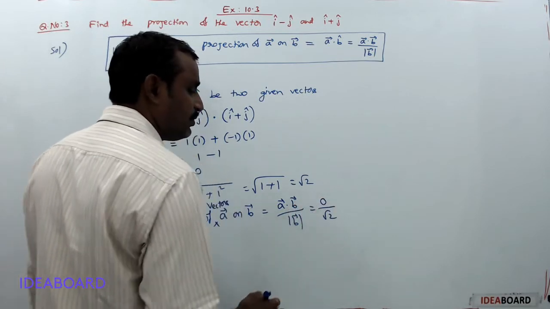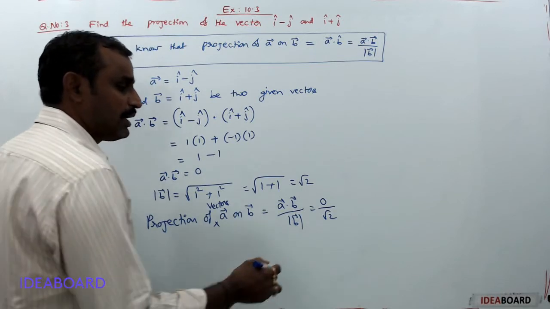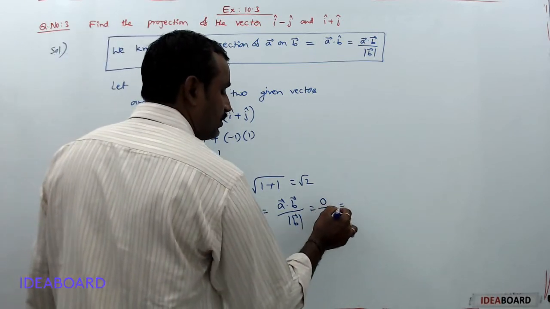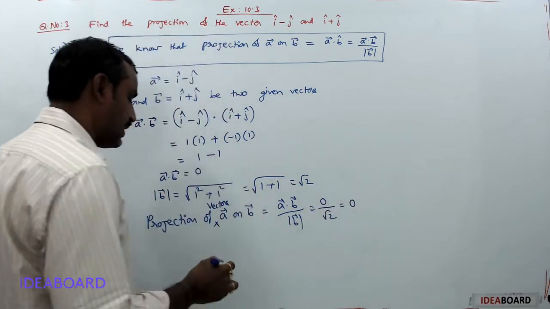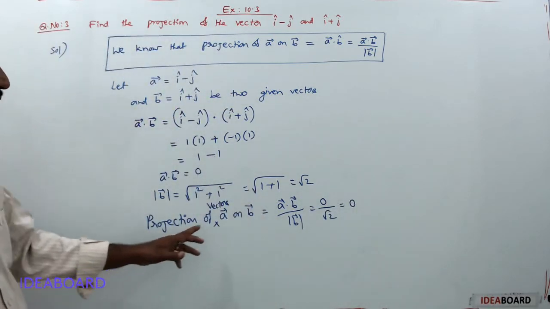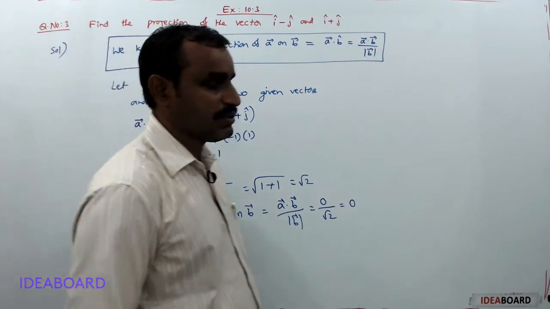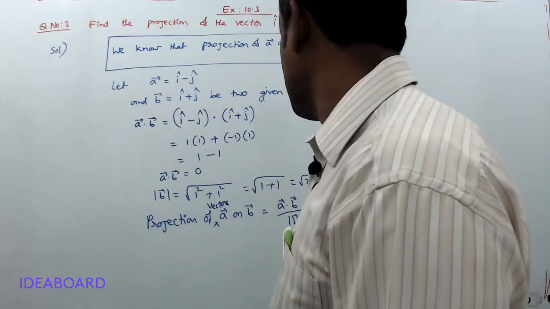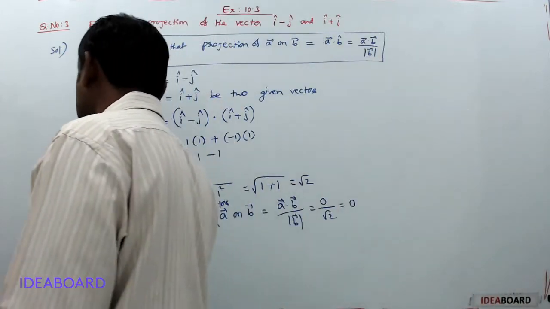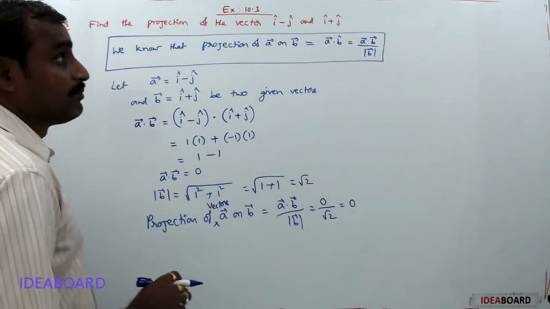So now 0 by root 2, 0 by anything is 0, except 0 by 0. So that's why this value becomes 0. Projection of vector a bar on b bar is equal to 0. This is the required solution for this question.